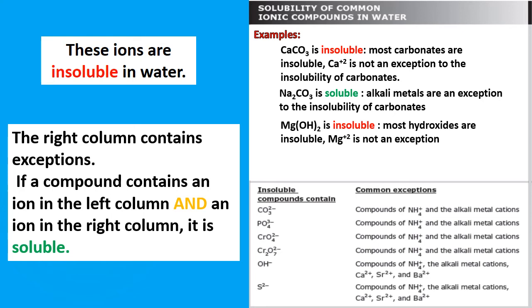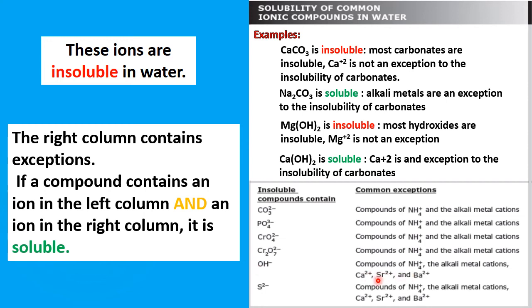Magnesium hydroxide is insoluble. Hydroxides are normally insoluble, as we see here. But the exceptions are ammonium ions, group 1 metal cations, calcium, strontium, and barium. Magnesium is not an exception, so that makes magnesium hydroxide insoluble. Calcium hydroxide is soluble, because although most hydroxides are insoluble, calcium is an exception. So that's how you go about using these rules to determine the solubility of compounds.